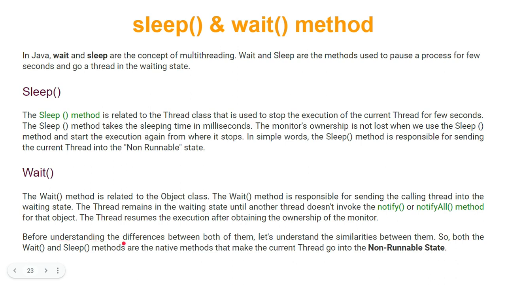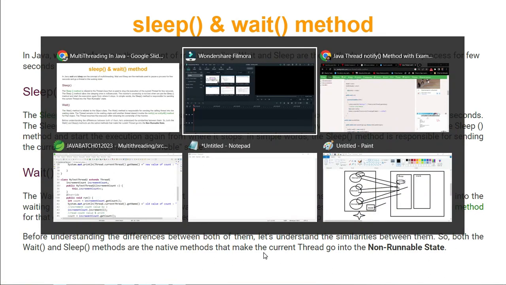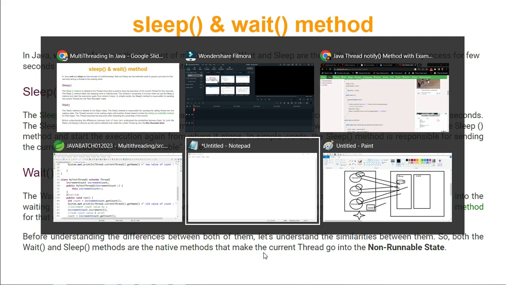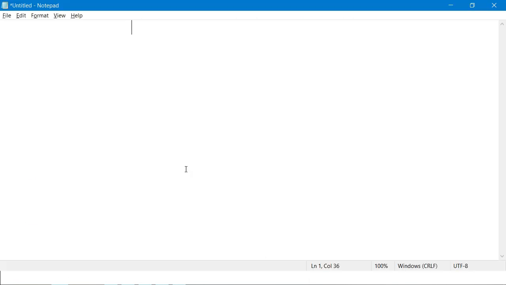Before understanding the differences between both of them, let us understand the similarities. Both the wait and sleep methods are native methods, and they make the current thread go into the non-runnable state. So as of now you have some idea, but let me clear up what we have understood so far. Basically we have two methods.